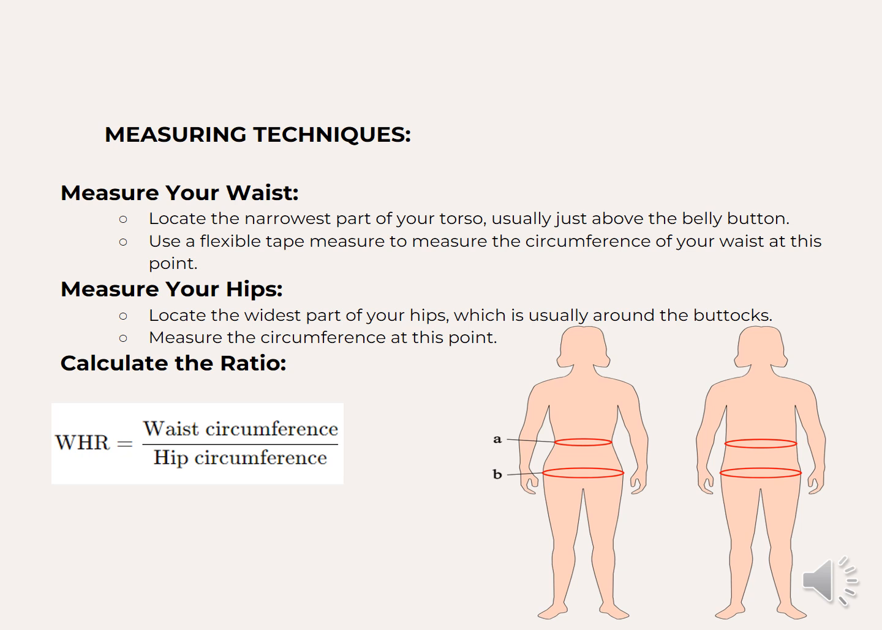To measure your hips, please look at point B in the figure. Locate the widest part of your hips, which is usually around the buttocks. Measure the circumference at this point. Now whatever values you get, you have to just divide the waist circumference from the hip circumference.